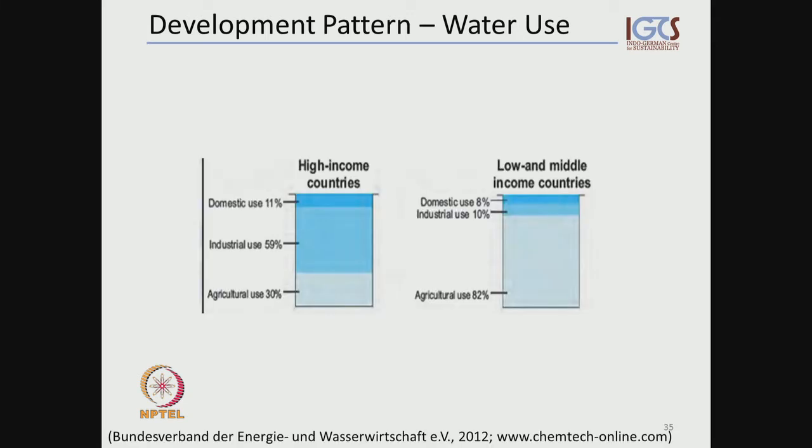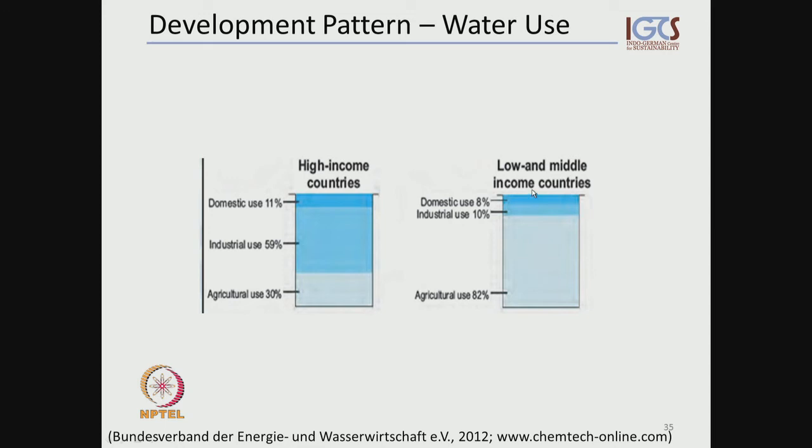And that's what I want to show you here. A typical high-income country versus a typical low and middle-income country, shown here, and the major water use categories. So in a high-income country, we usually have about 59% water use for industry, about 30% for agriculture, and then about 11% for domestic use.